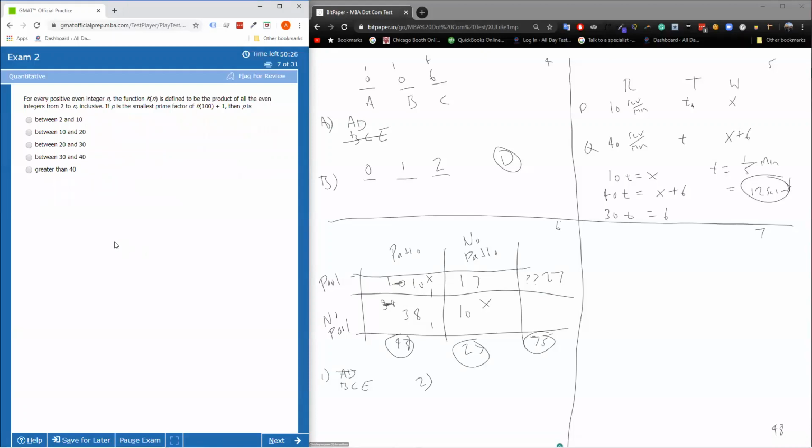For every positive integer n, the function h of n is defined to be the product of all the even integers from 2 to 2n inclusive. If p is a prime factor of h of 100 plus 1, then p is what? So the product of all the even integers from 2 to 100, plus 1. And we want the smallest prime factor of that, okay.